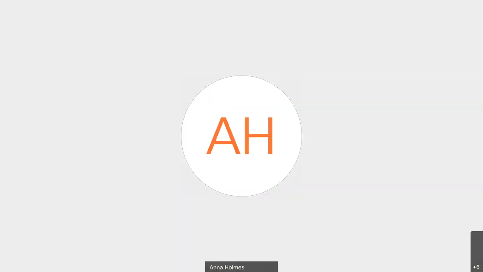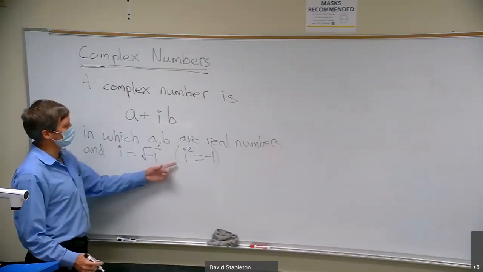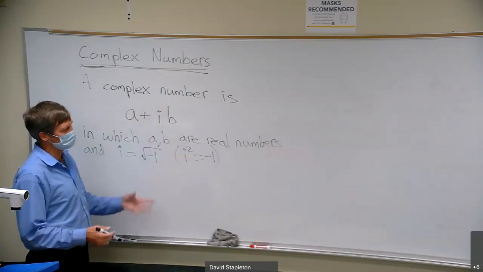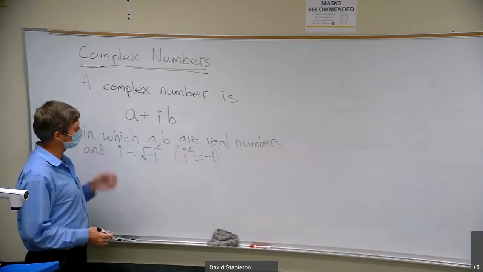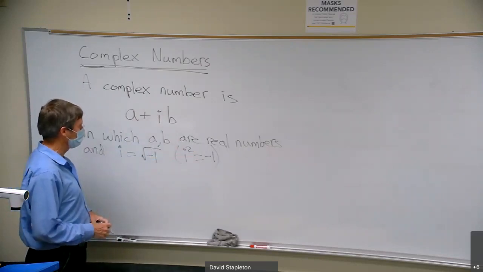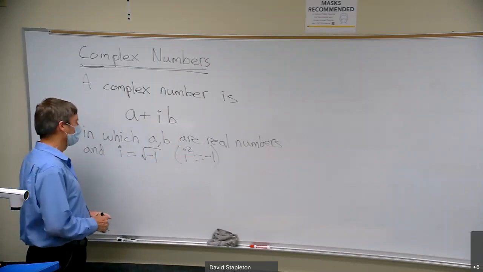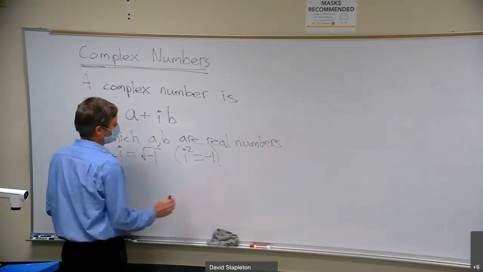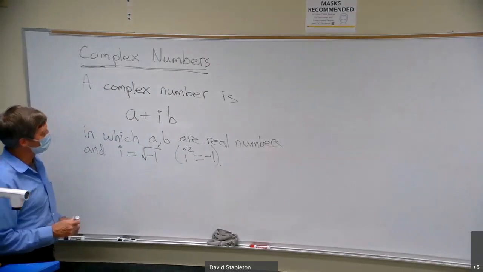Wait a minute, there's no number whose square is -1. Well, we just make one up, make a symbol i, and say if you multiply i by i, it's -1. And so we're defining i to be a number whose square is -1. And because we just made it up, we can call it the imaginary unit.